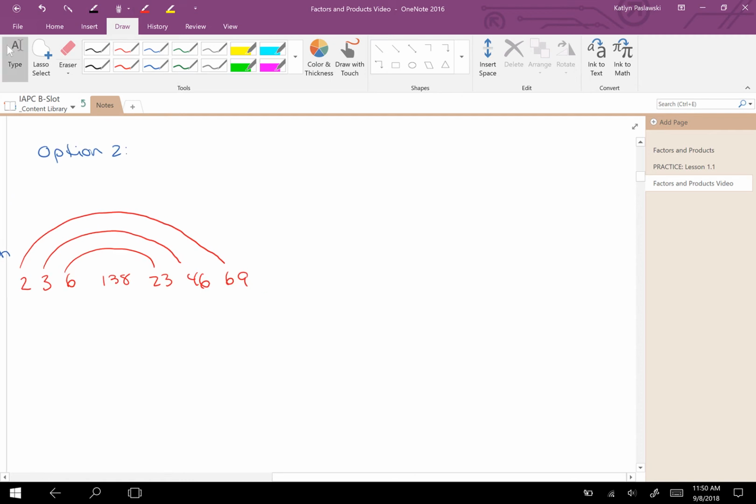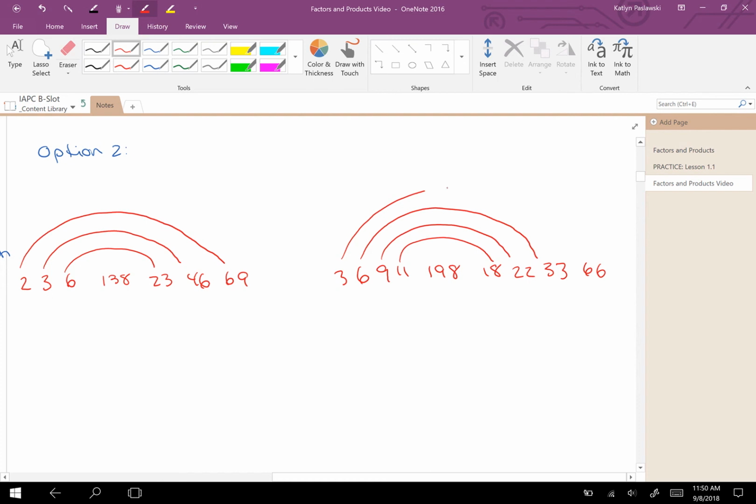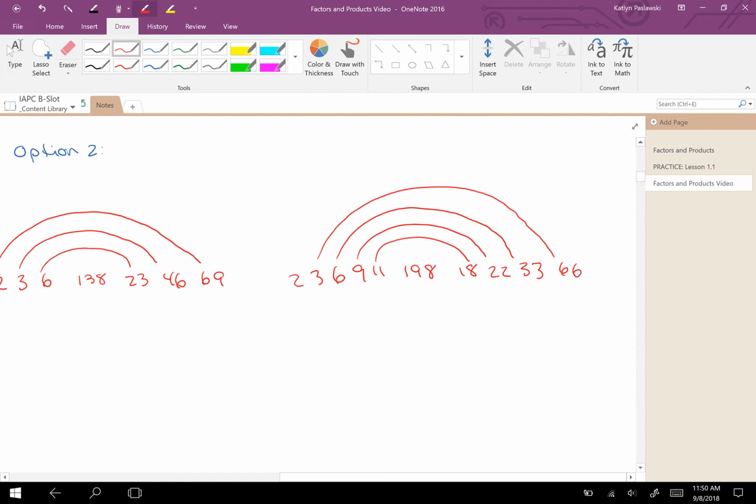Now, how can I get a product of 198? 11 multiplied by 18. Gonna link them. 9 multiplied by 22. 6 by 33. 3 by 66. And 2 multiplied with 99.